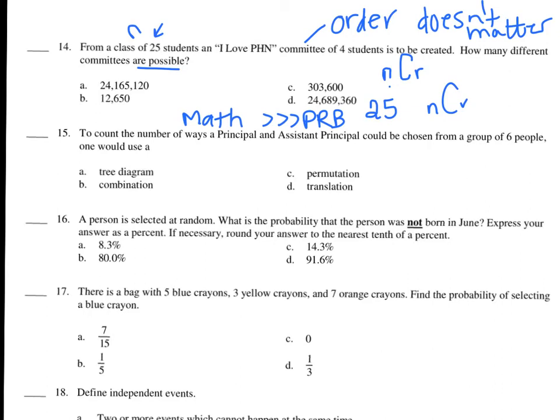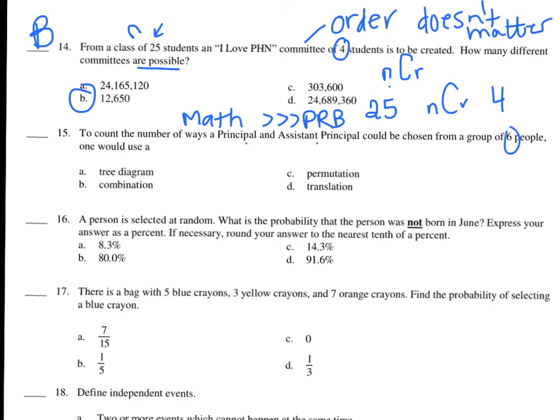3 is nCr. And then it'll show up on your screen. You will type 4 for r, hit enter, and you will see the answer is 12,650.